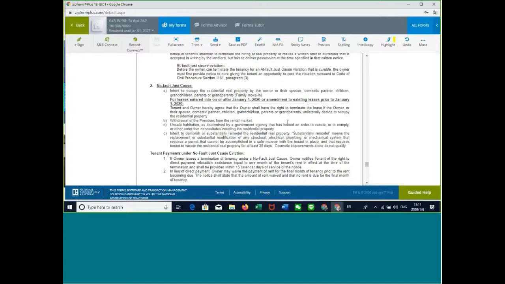Remove the roof? No, not the roof. No, they cannot. That's what I'm saying. I'm just giving you an extreme example. It cannot be from the owner's fault. Understand?